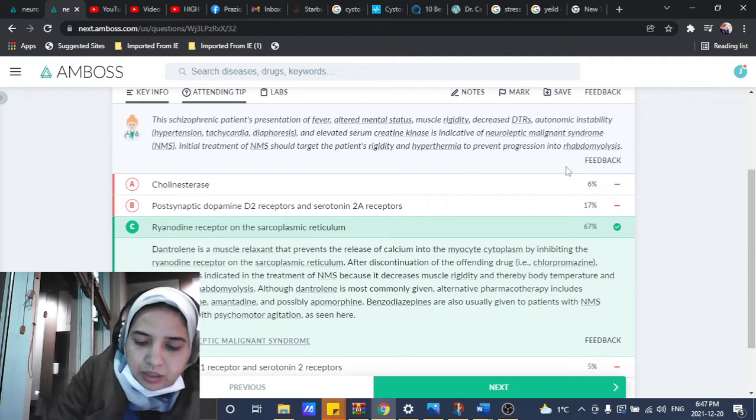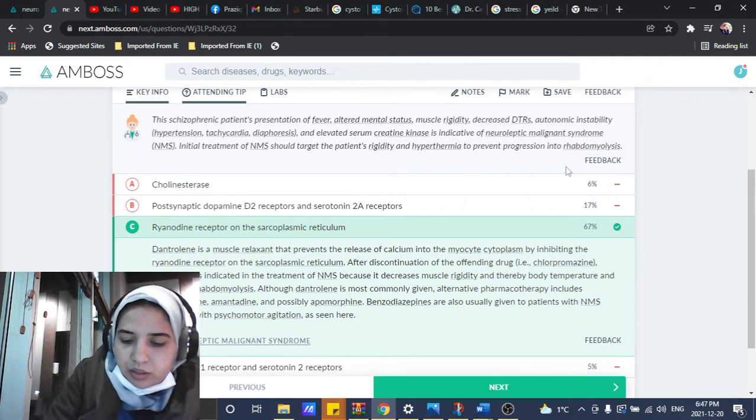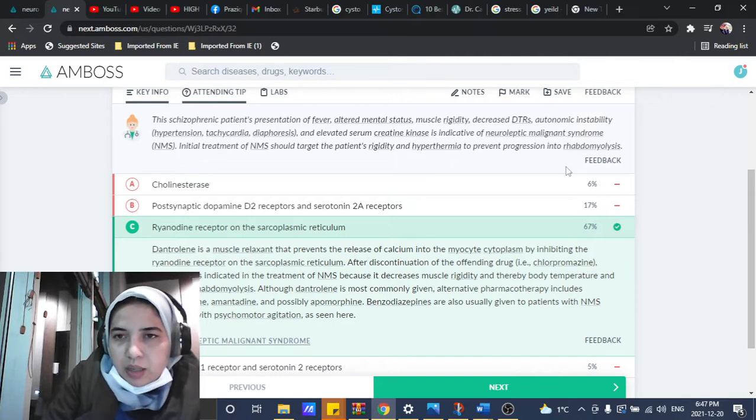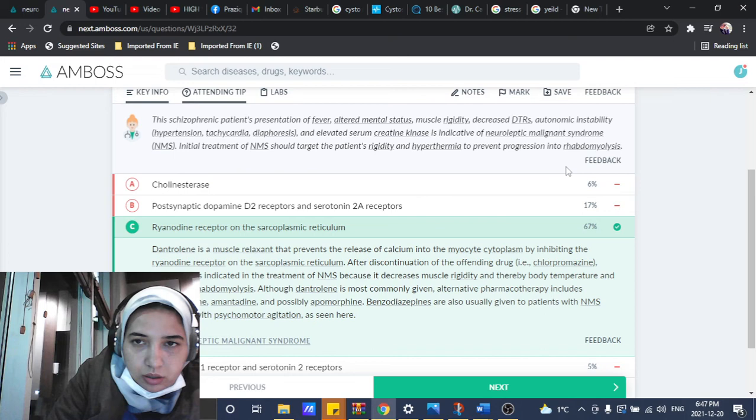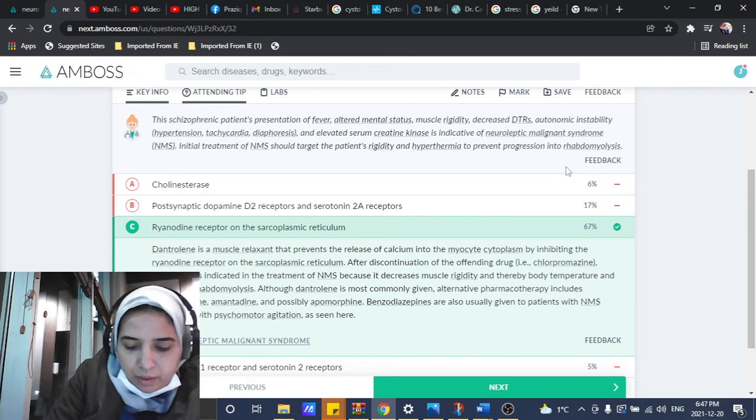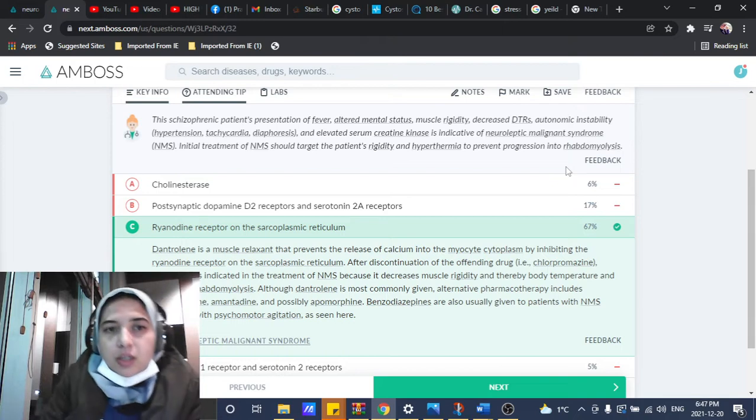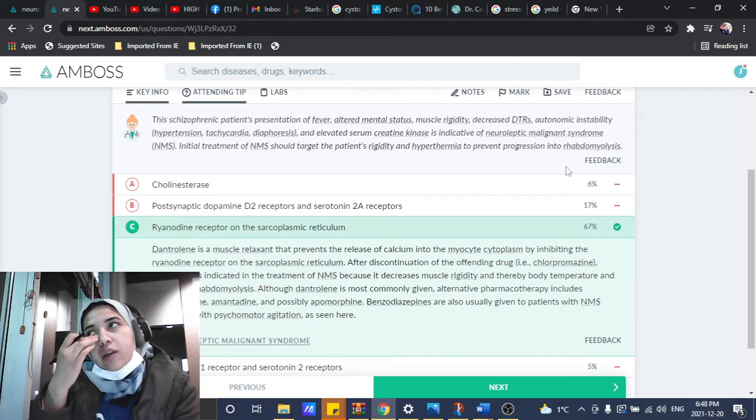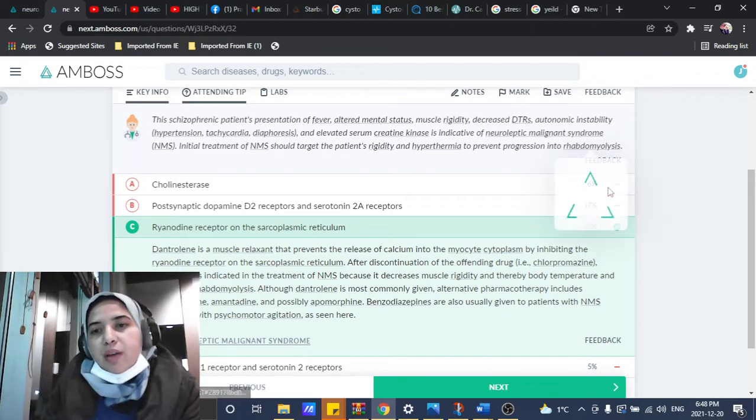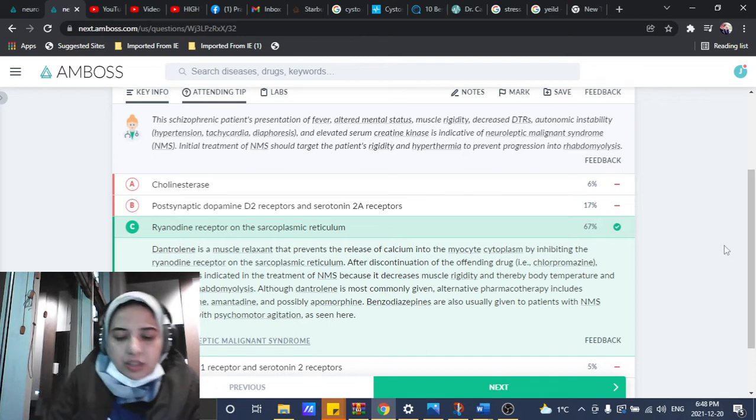Psychotic patient plus fever plus increased creatine kinase plus increased heart rate, increased respiratory rate, all that stuff is neuroleptic malignant syndrome. So NMS, the initial treatment. By the way, the initial treatment is to give fluids, because you want to protect the kidneys from the rhabdomyolysis that's going on, and then you give dantrolene.